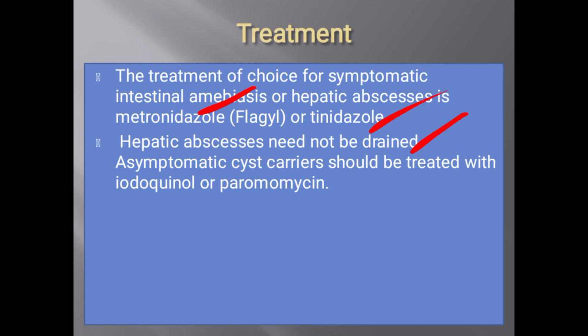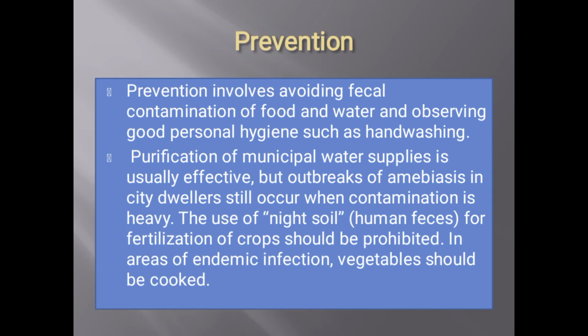Asymptomatic cyst carriers should be treated with iodoquinol or paromomycin. Prevention: avoid fecal contamination of food and water. Purification of municipal water. The use of night soil, human feces, for fertilization of crops should be prohibited. In areas of endemic infection, vegetables should be cooked.